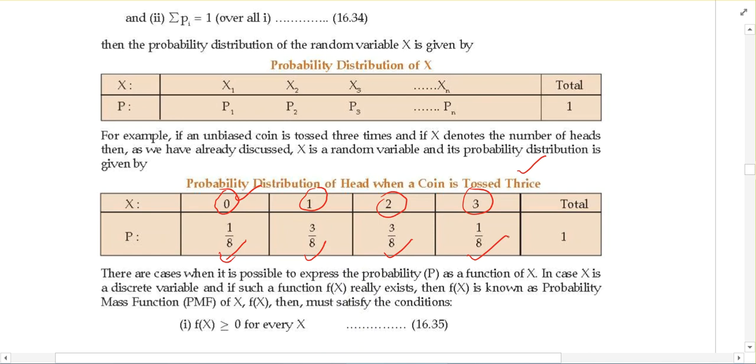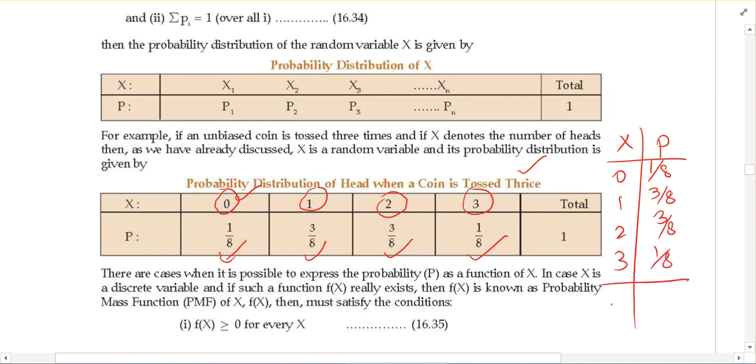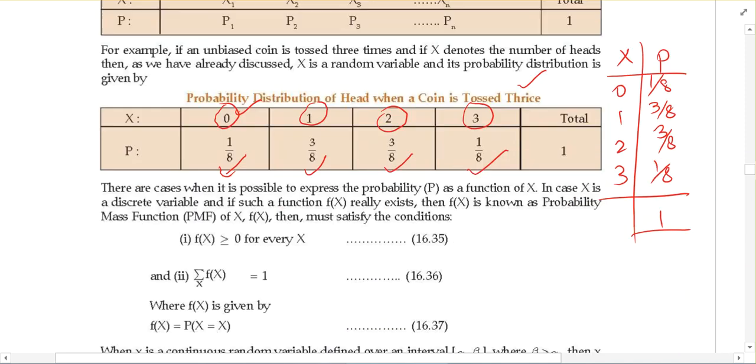So this is the X and P table. Yes, this is horizontal. I have told you like this. That's not a problem. 0, 1, 2, 3, and it is 1 by 8, 3 by 8, 3 by 8, and 1 by 8. This is the probability distribution. When X and P are organized in a table or in a graph, that is called a probability distribution. And again, I am telling you, see, the total is 1. 1, 3, 3, and 1, that is 8 by 8. 8 by 8 is 1.